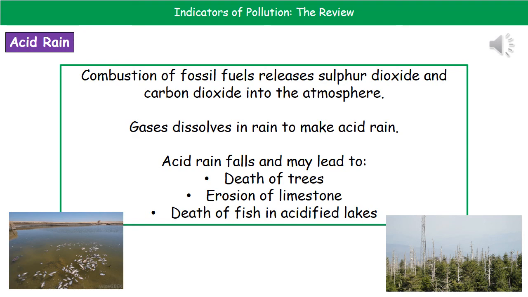Now we know that the combustion of fossil fuels releases sulfur dioxide, carbon dioxide and the nitrogen oxides into our atmosphere. Those gases will all dissolve in the rain and then they will generate acid rain as a result. When that acid rain falls, what we could see is that trees could die, as we can see in the bottom right picture there. We can see erosion of our limestone and also the death of fish when the lakes become acidified, as you can see in the bottom left picture.